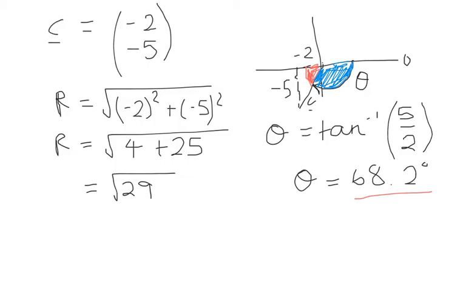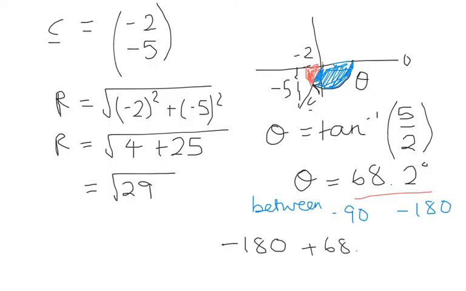So we know it's between -90 and -180 degrees. That should be where our answer falls. So that means I take -180 and add on 68.2 for our final angle, which is -111.8 degrees. Final answer is 29 angle -111.8 degrees.